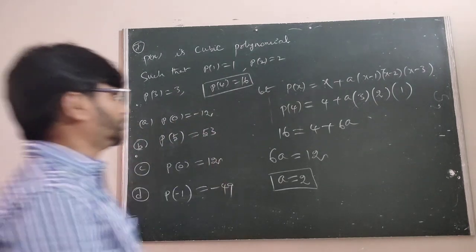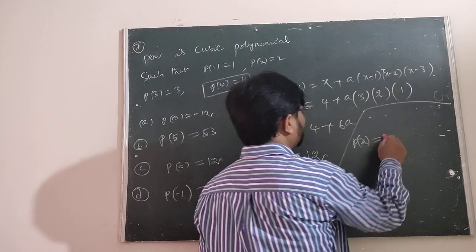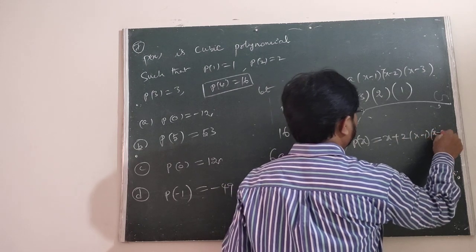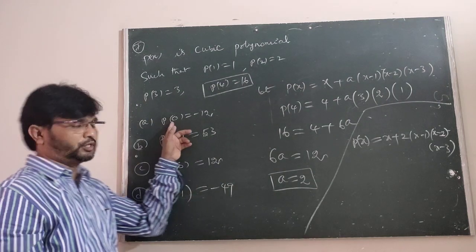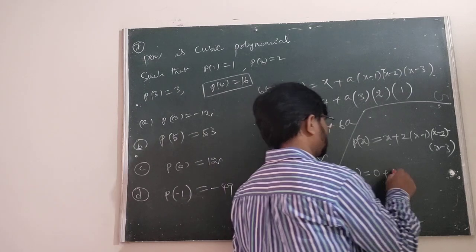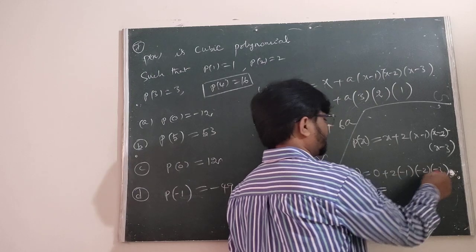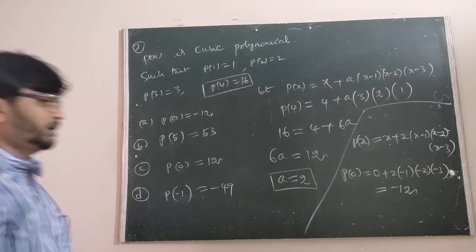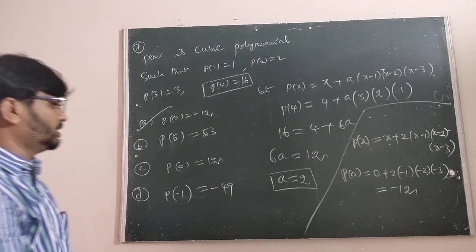Now substituting in P of x, P of x equal to x plus the value of A, 2 into x minus 1 into x minus 2 into x minus 3. Now first we find P of 0. That is 0 plus 2 into minus 1 into minus 2 into minus 3, that is 3 2s are 6, that is minus 12. So P of 0 is minus 12.